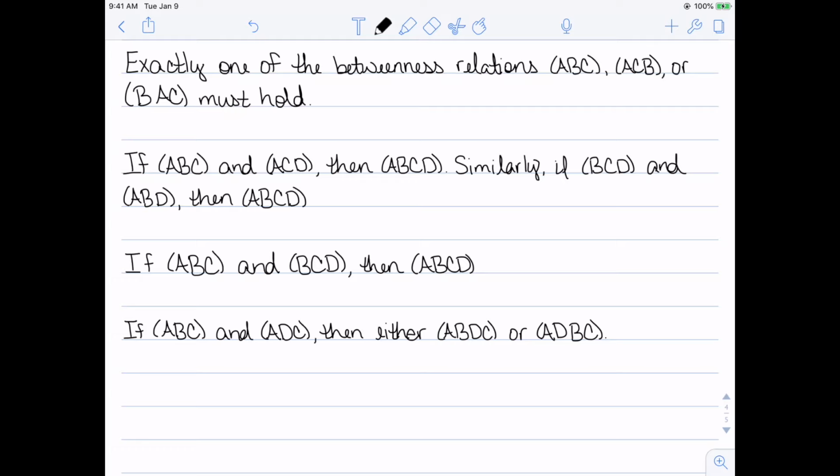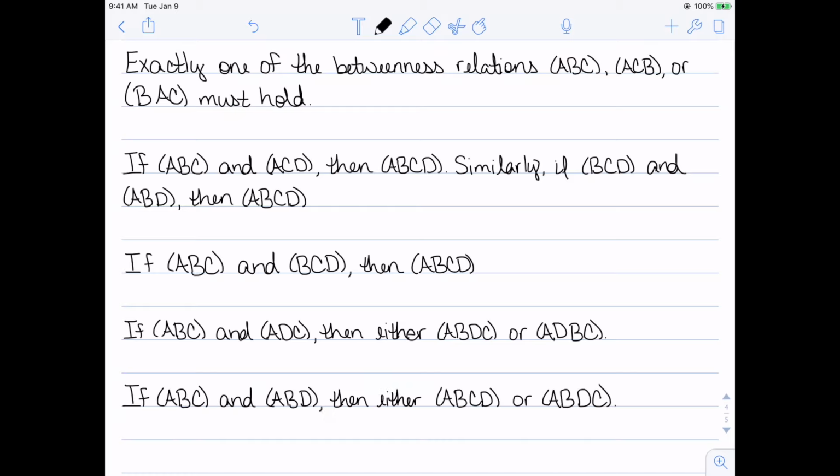If I know the relations ABC and ADC, then I can say either ABDC or ADBC. I can't tell you exactly which one, but we know it has to be one of those two. I also know that if I have the two betweenness relations ABC and ABD, then I can say either I have the relation ABCD or ABDC. And while I didn't actually prove any of these, I highly encourage you to try to use the definitions of betweenness to prove that these things are all actually true.